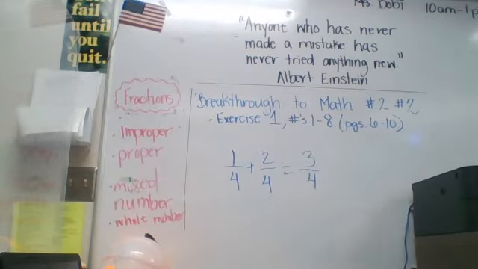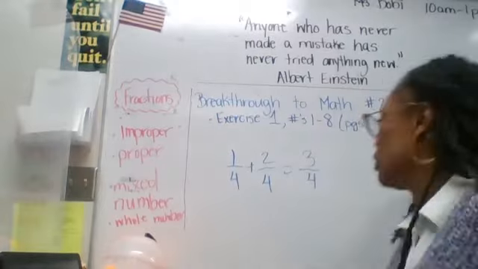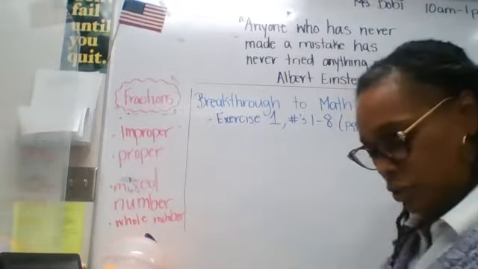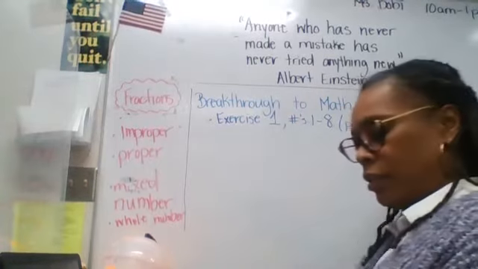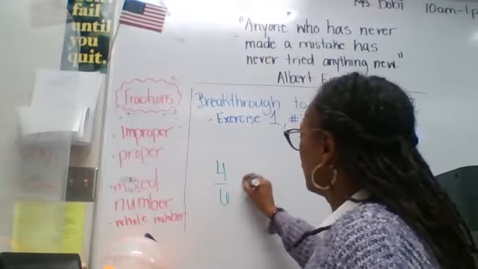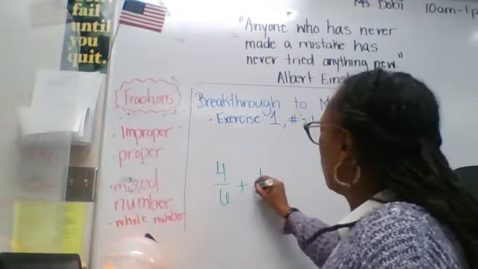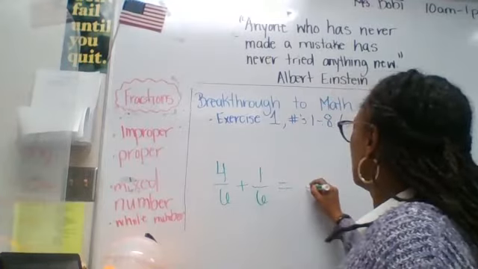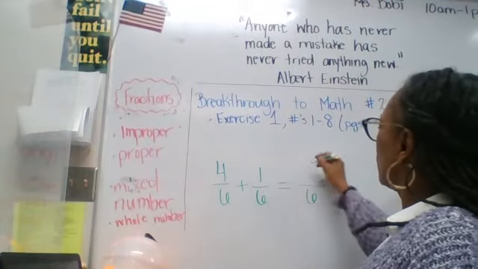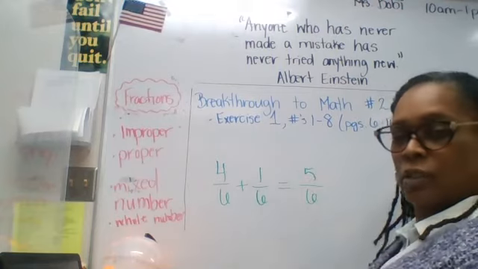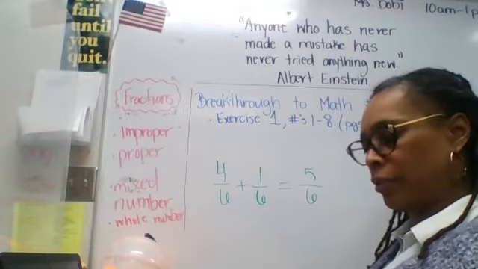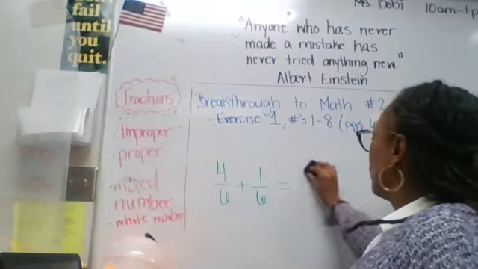Great. So now, number 2. That was number 1 on page 10. Starting with green, number 2 says 4/6 plus 1/6 equals, bring that denominator. 4 plus 1 is 5. What's your answer? 5/6. I'm going to keep it simple for now.